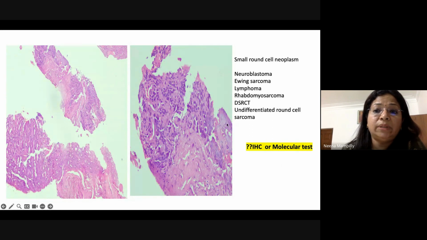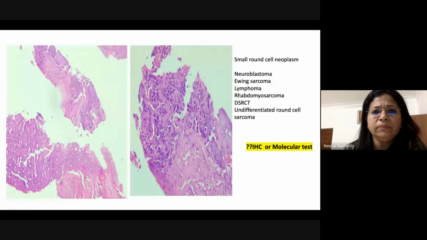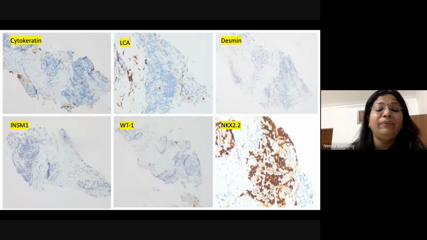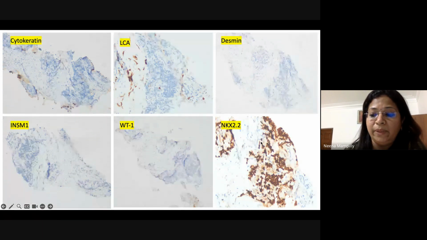Being a round cell neoplasm, we have to do an IHC because that is the only way that we can guide a molecular. So we decided to go for the IHC. It had to be done with that tiny bit of tissue. Fortunately, we did the panel as for round cell neoplasm, and it took up NKX2.2. So that pointed towards an Ewing sarcoma or Ewing family of tumors. Then, of course, you can't stop there. For Ewing sarcoma and its family of tumors, it will require a molecular. So where is the tissue for that?